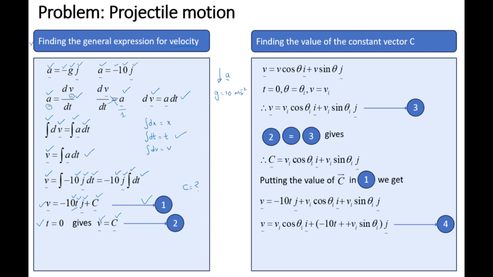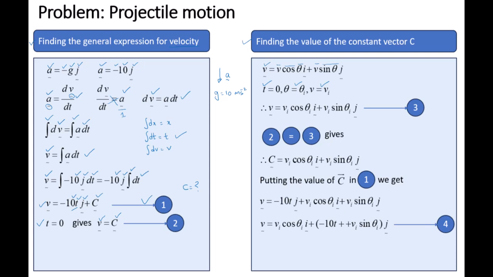Now, given that c is equal to the initial velocity, what is the initial velocity? Its value, I mean. This is what we are going to do in the next step, finding the value of the constant vector c. For that, we know the equation: velocity at any given point of time will be the horizontal component of the velocity, v cos theta times i, plus the vertical component of the velocity, which is v sine theta j. In the question, it will be given to you as an input that at time t equal to 0, the angle theta will be equal to theta initial, and the velocity will be equal to velocity initial.